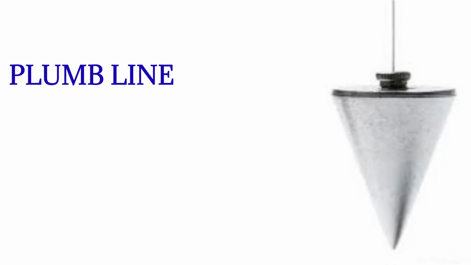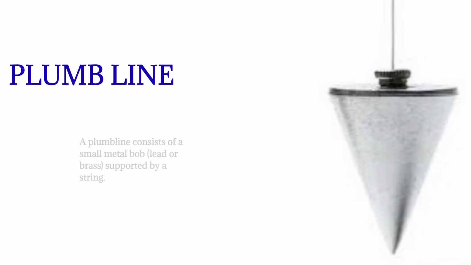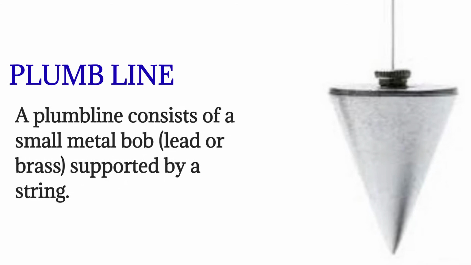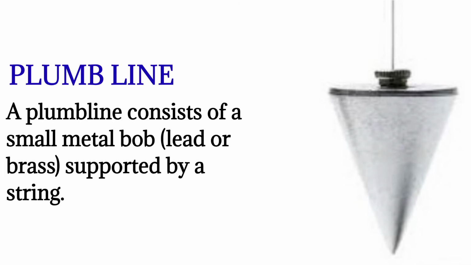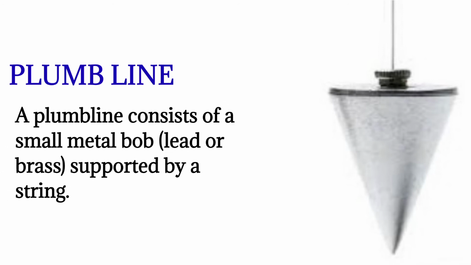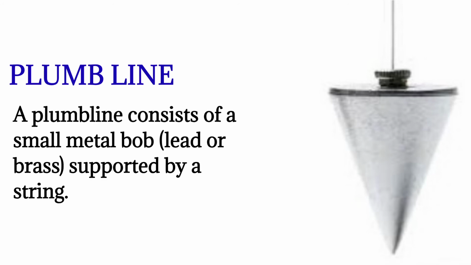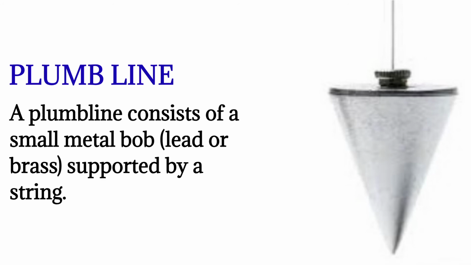A simple method to find the center of gravity of a body is by the use of a plumb line. A plumb line consists of a small metal bob, lead or brass, supported by a string. When the bob is suspended freely by the string, it rests along the vertical direction due to its weight acting vertically downward.